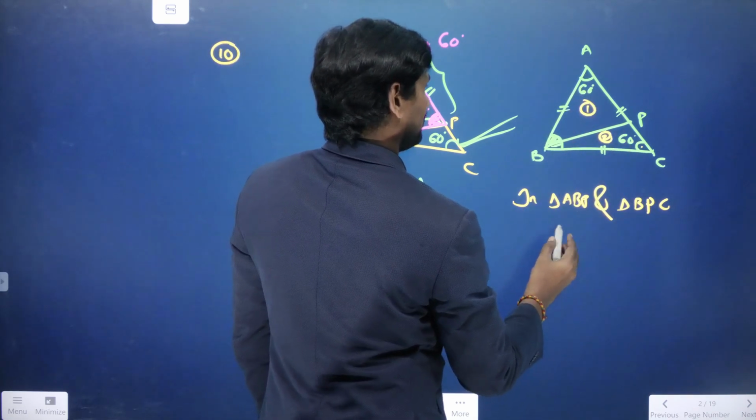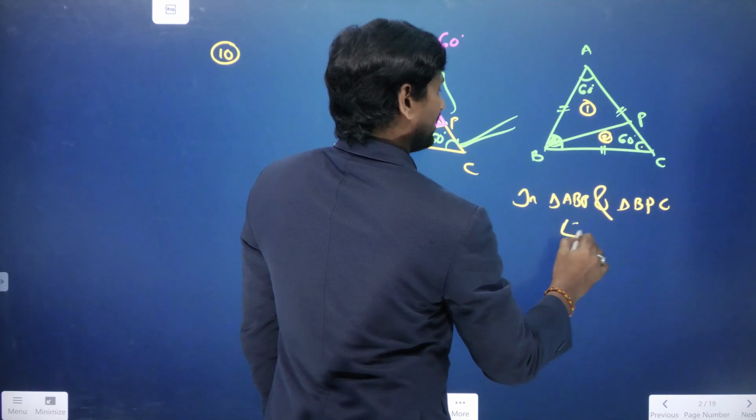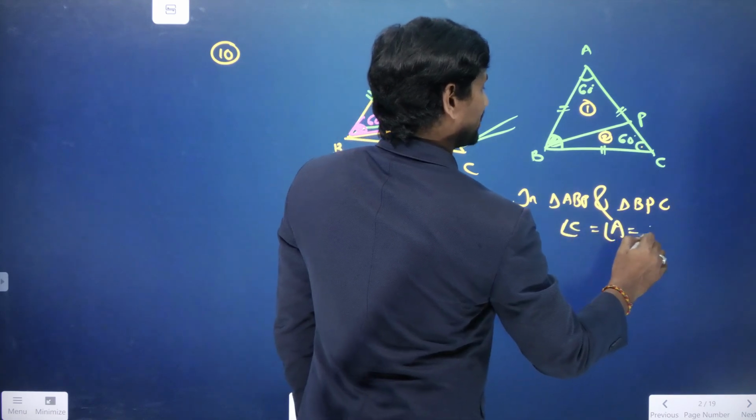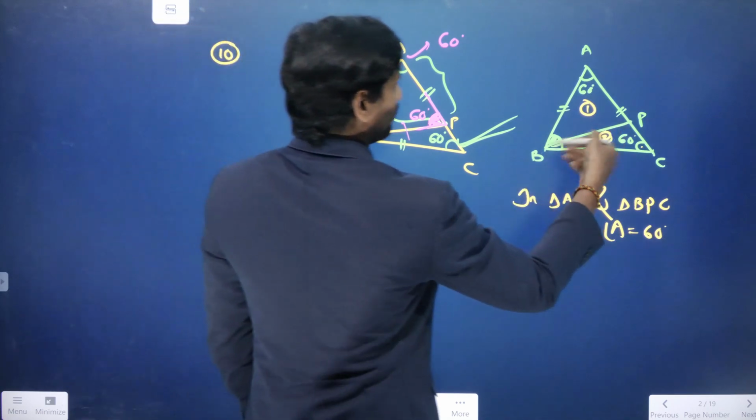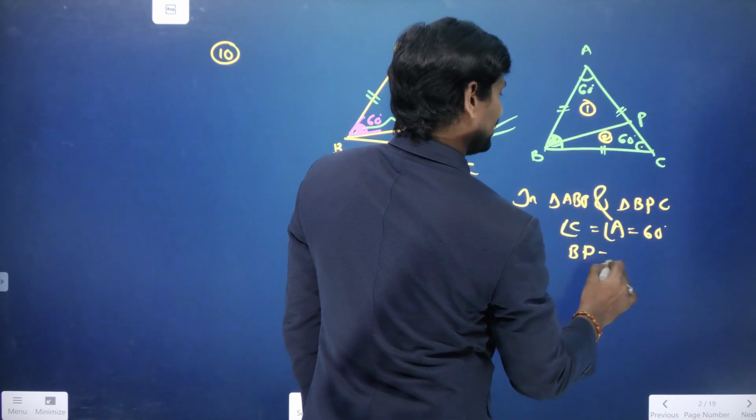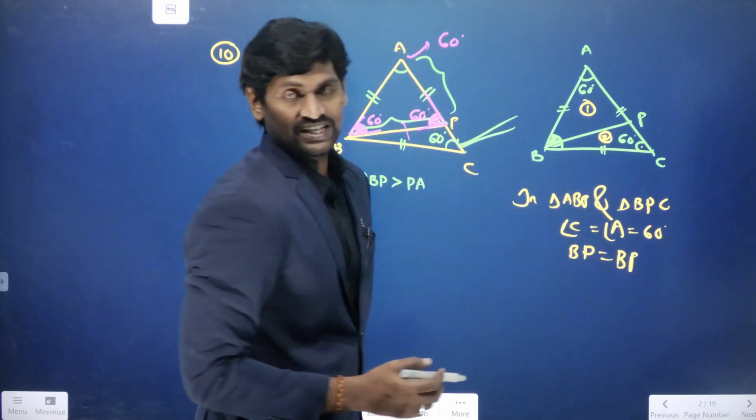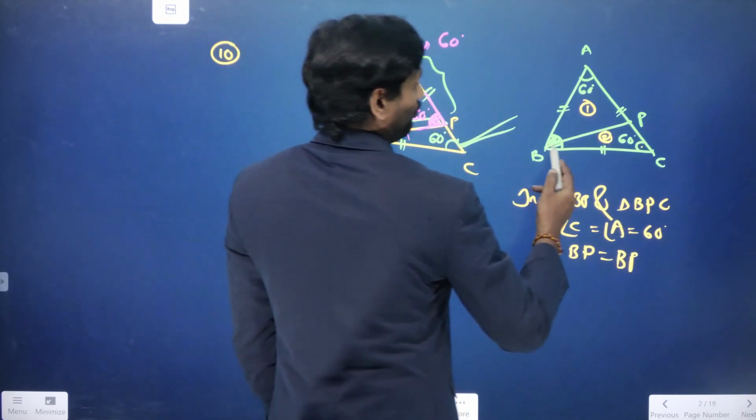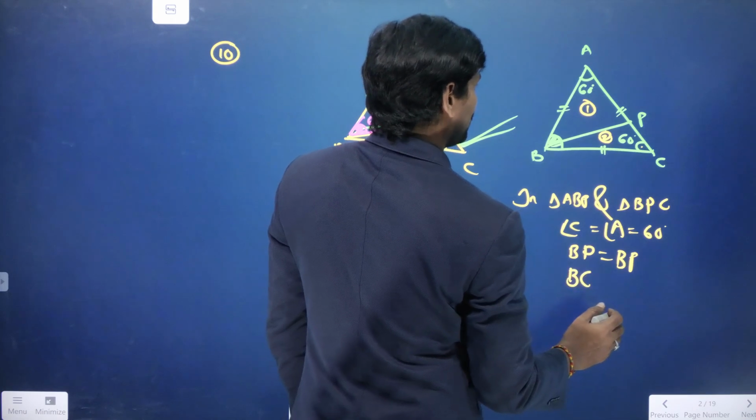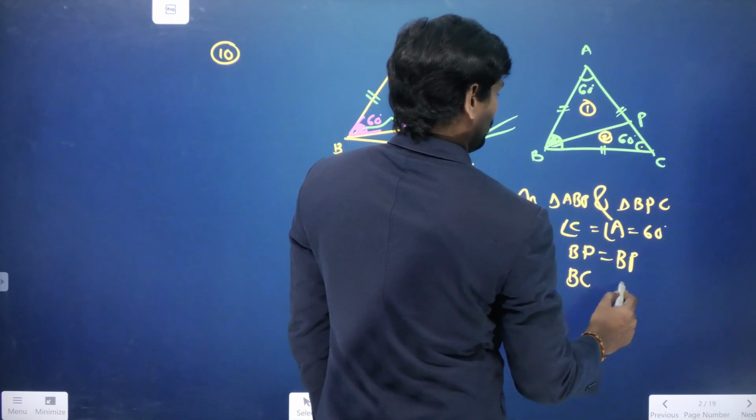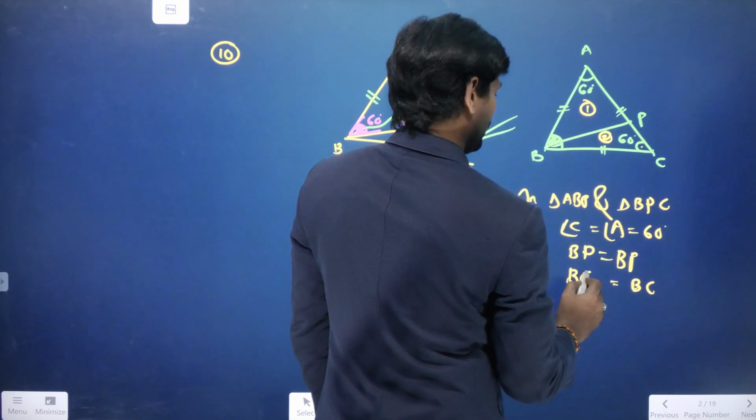We can take angle C equals angle A because of 60 degree angles. All angles are 60 degrees in an equilateral triangle. And BP equals BP, a common side. And BC equals AB.